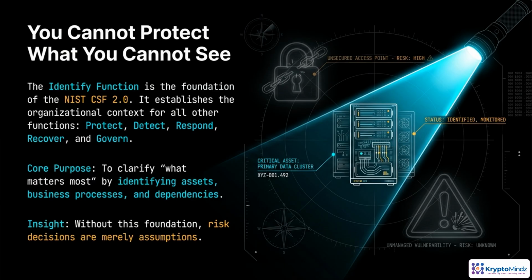In NIST CSF 2.0, the identify function is where everything begins. Think of it as answering a single question. What actually matters here? That means understanding your assets, the critical data you hold, the key business processes you support, and the dependencies that keep them running. If you skip this step, every protect, detect, respond, recover, or govern decision is basically a guess. Solid risk management is impossible until you can clearly see your environment.